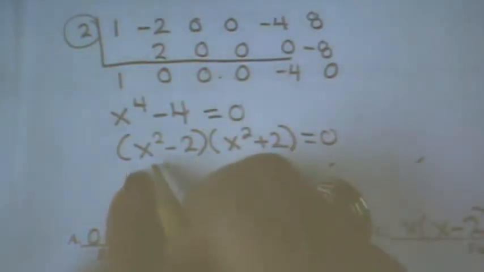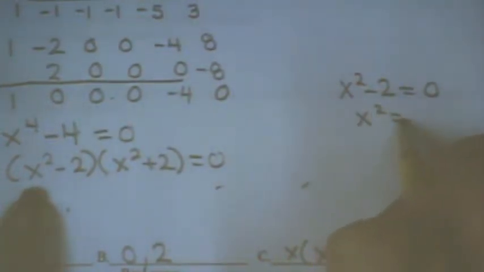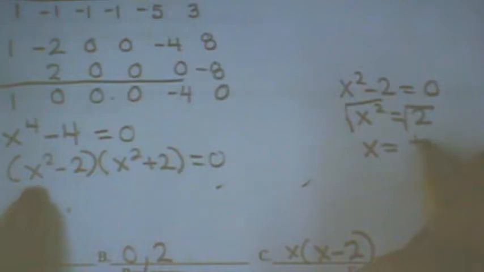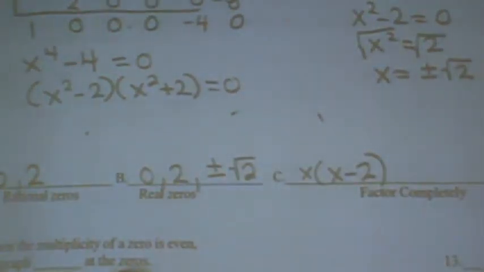Absolutely. If you took x squared minus 2 and set this equal to 0, add 2, square root of both sides, what kind of zeros are these 2 now? There's 2 more that we have. What category do they fall under? They're real. Are they rational? No, they're not. Plus or minus root 2.